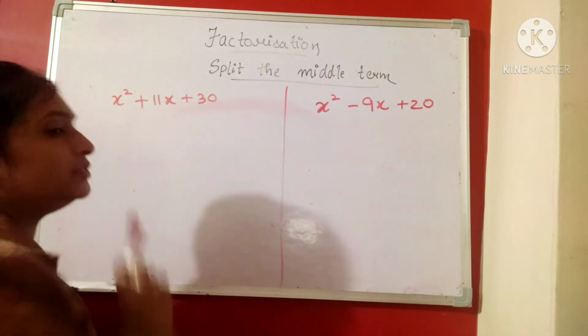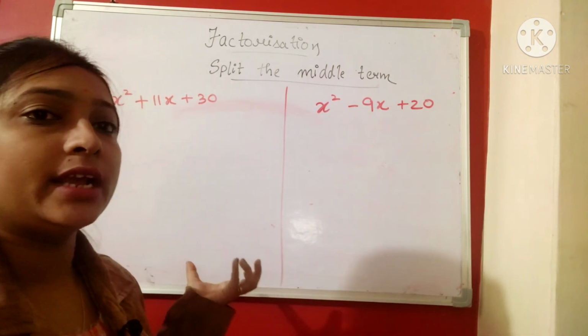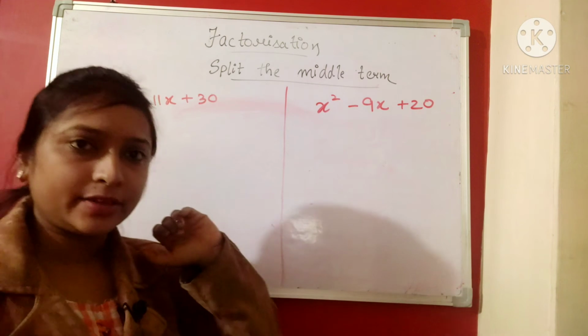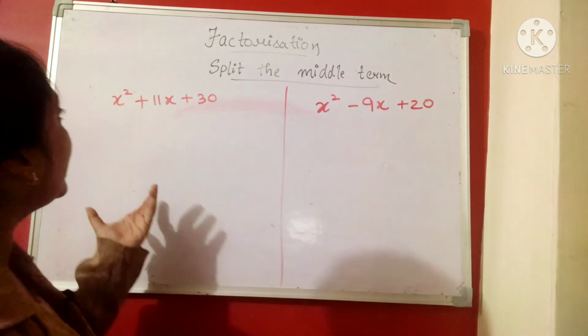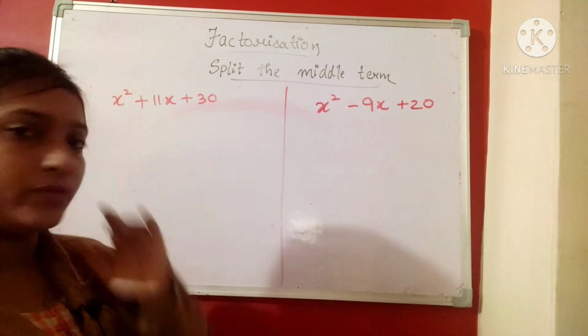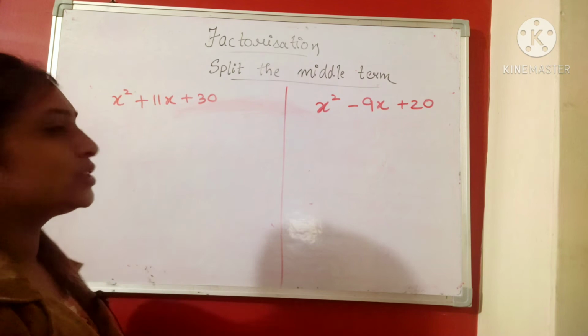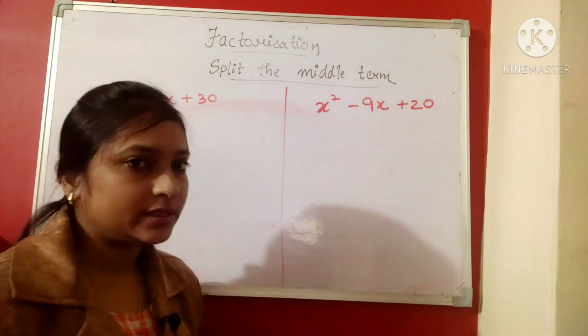Now suppose we have this expression. In this expression, we cannot take out anything common from the entire expression. Neither can we group the terms, nor can we use the identities, right? Because we do not have any perfect square. So in such cases, we split the middle term. Now how to split the middle term?